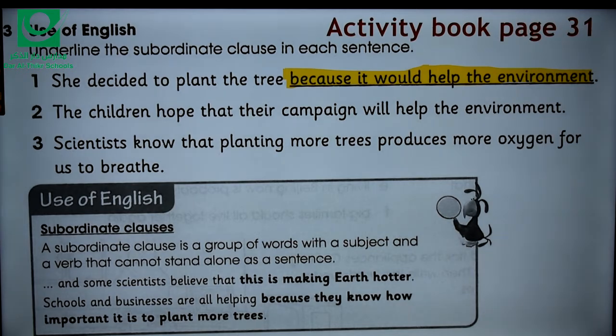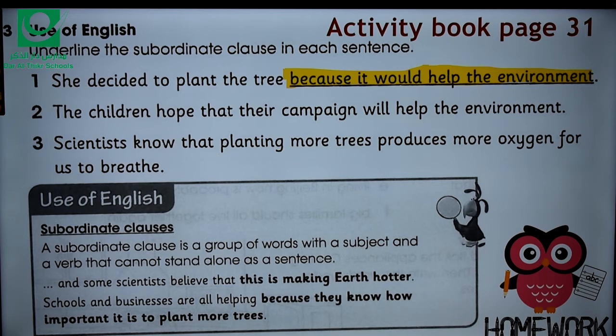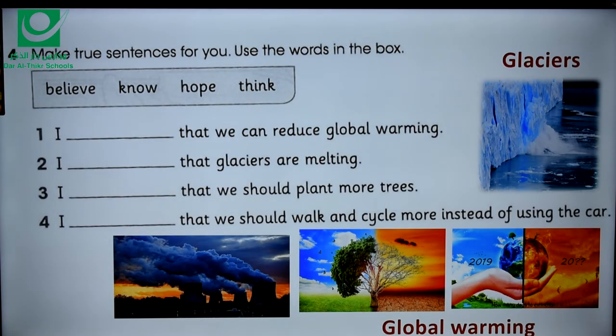Use of English. Kindly go to your activity book, page 31. Underline the subordinate clause in each sentence. For example, I'm going to answer number 1 for you. She decided to plant the trees because it would help the environment. Just underline the subordinate clause. I'm going to leave the others for your homework. It's very easy and a nice one.